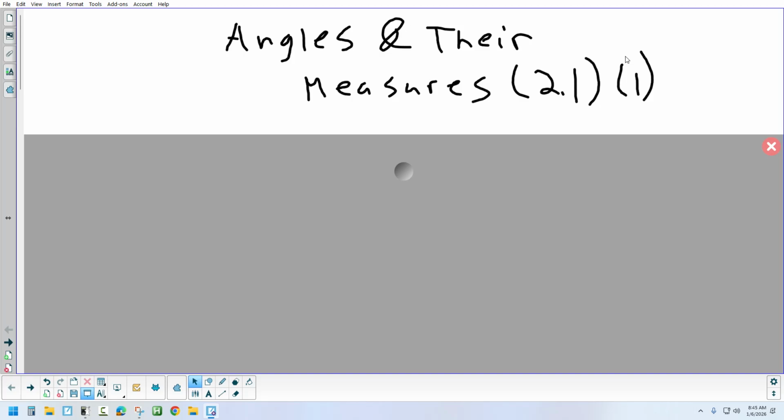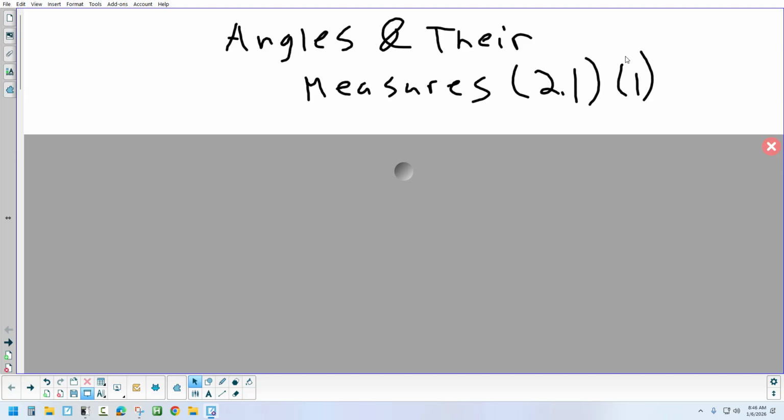All right, so today we're going to take a look at section 2.1. We'll spend 3 days on it. We'll do part 1 today, part 2 tomorrow, and part 3 on Thursday. So the first thing we're going to look at is angles: what an angle is, how we measure it, and then also how we can convert between the two different ways we can measure it.